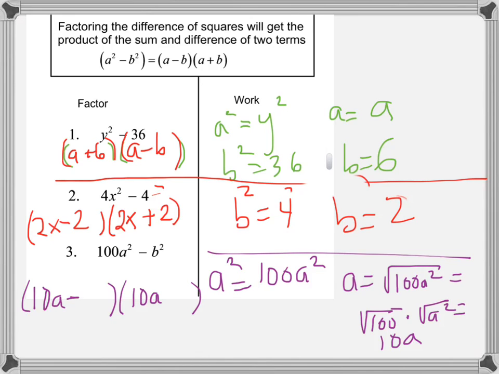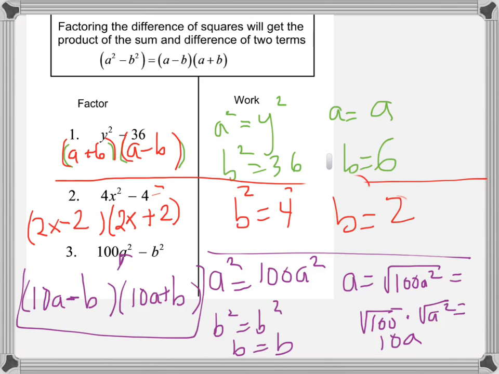And again, it doesn't matter if you put the difference or the sum first because it's the same thing. And our b squared term is actually just b squared. So our b term must be b. So it's going to be 10a minus b times 10a plus b. And that would have gotten you that difference of squares right there.